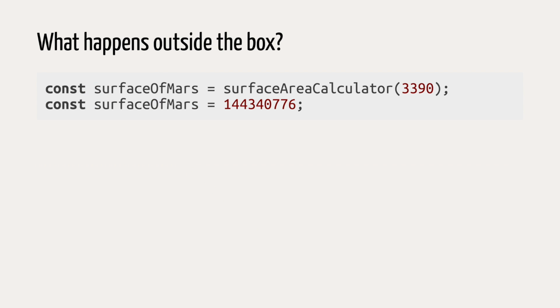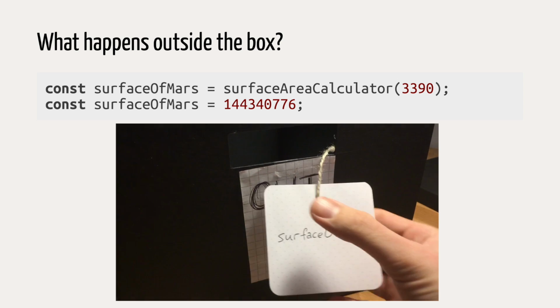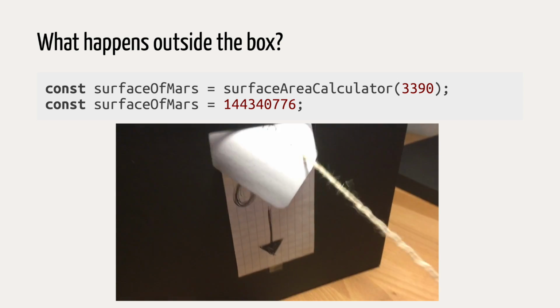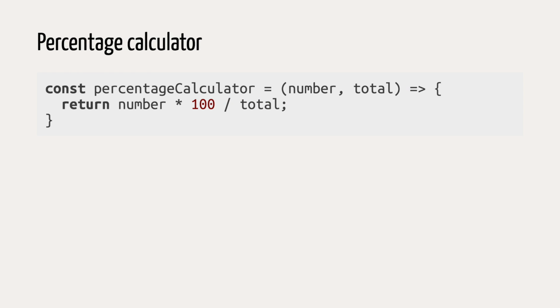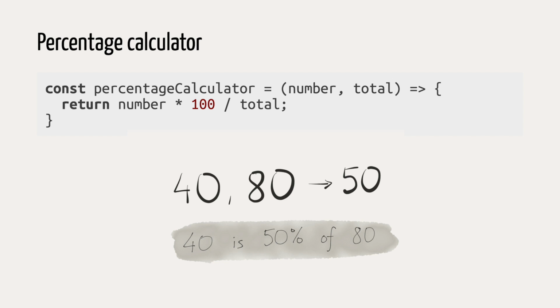144340776 is then returned. You can also imagine what happens outside when our function returns the value. Now, surface of Mars is a constant with a certain numeric value. Let's take a look at another example. This function takes two numbers and returns the percentage. If you give it 40 and 80, it will return 50 because 40 is 50% of 80.